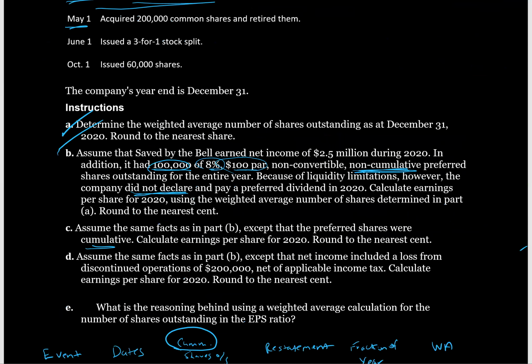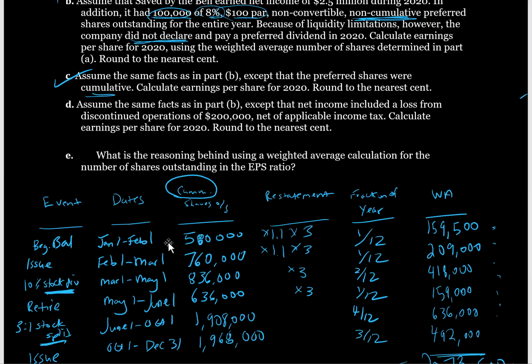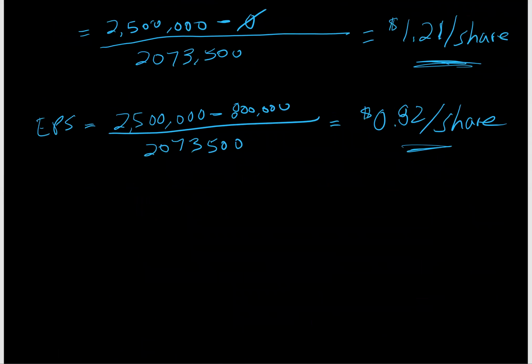Okay, so now we've got D. Assume the same facts as in part B, except that net income included a loss from discontinued operations of 200,000 net of applicable income tax. Okay, so net of applicable income tax.